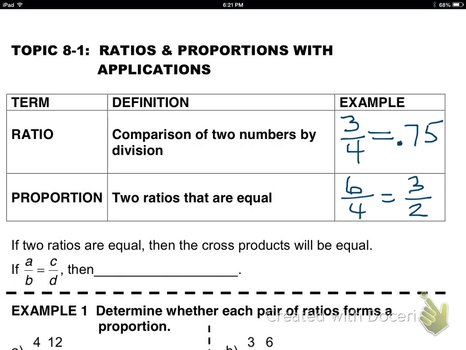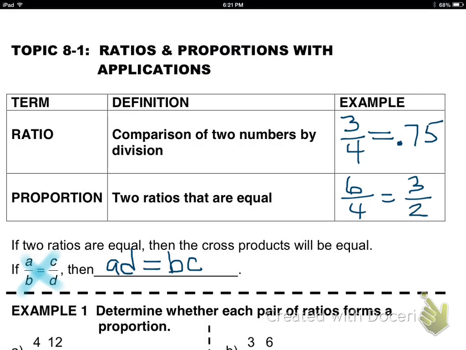Now, if two ratios are equal, then the cross products will also be equal. What I mean by the cross products is simply the numerator of one times the denominator of the other. And when we do that, on this example, A to B is equal to C to D, then A times D is equal to B times C.